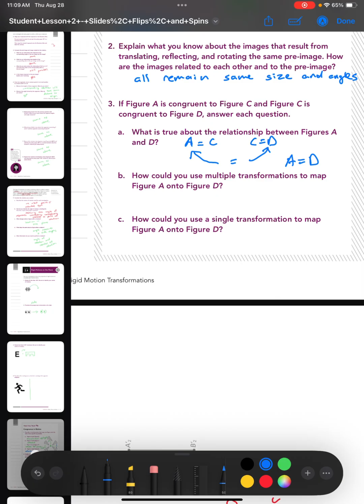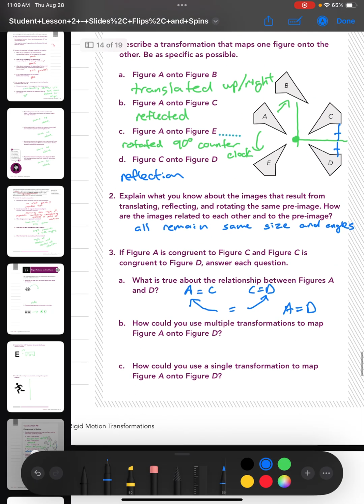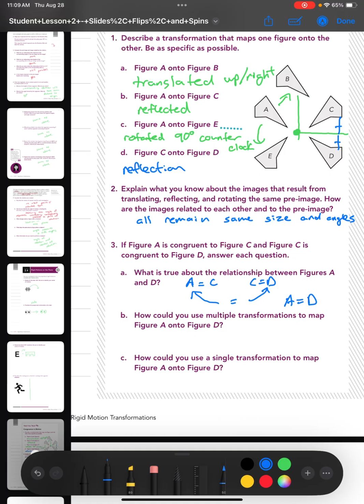And from B, how could you use multiple transformations to map figure A onto figure D? So A to D. We can do it by one transformation if we just did a 180-degree rotation that direction. That would probably be the easiest way to get to figure D without doing multiple changes. So rotated 180 degrees. When you're talking about 180 degrees, that's halfway all the way around. So it doesn't matter if we move clockwise or counterclockwise, a 180 degree rotation is going to be the same.